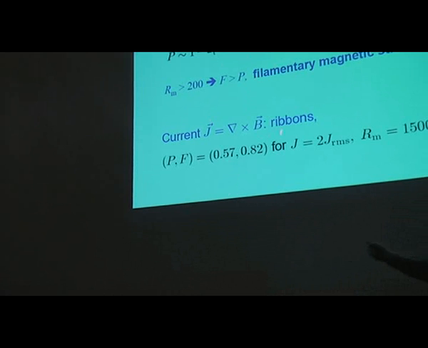Remarkably, current is concentrated on ribbons. For large Rm, you have ribbons. The planarity and fragmentarity are both large. So magnetic field is on filaments, and current is on ribbons. Not surprising. Current envelopes the magnetic filaments, so it's a ribbon.